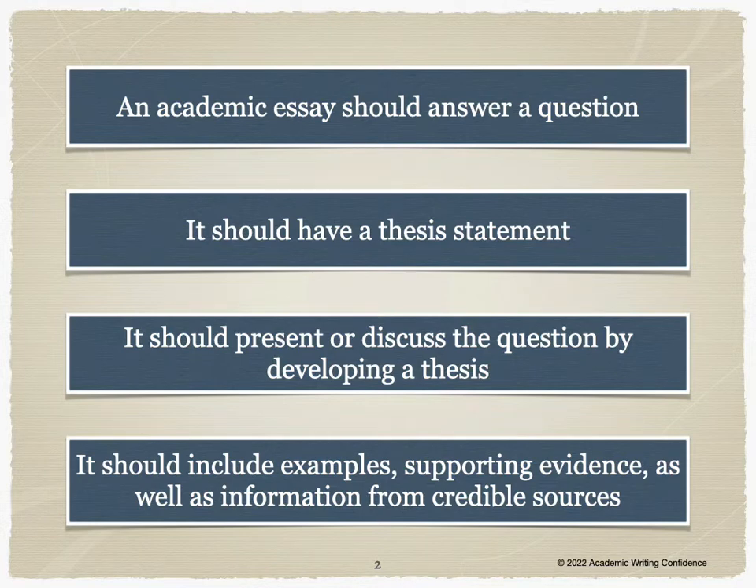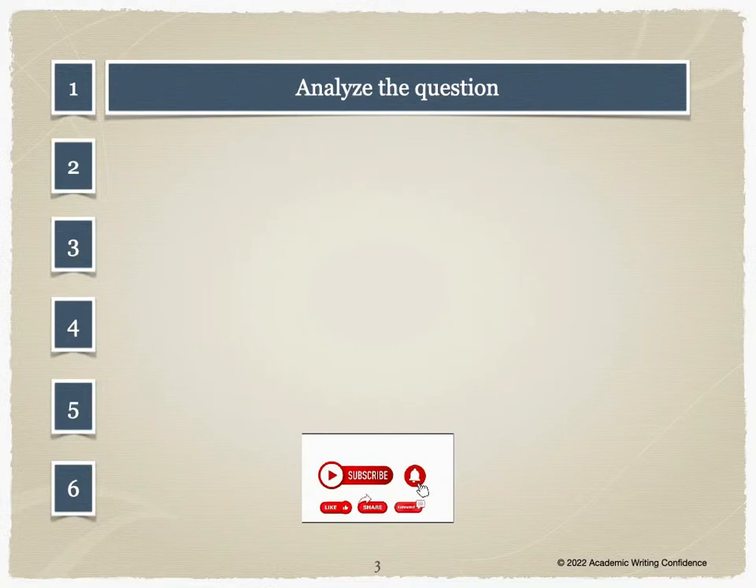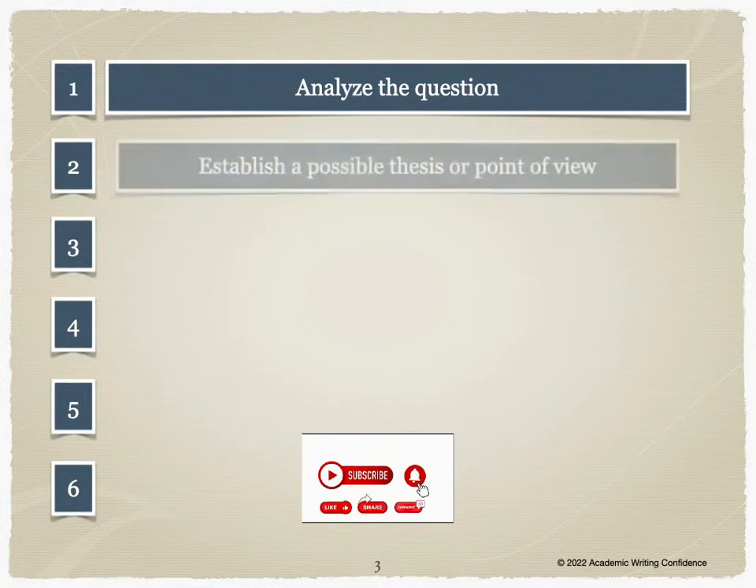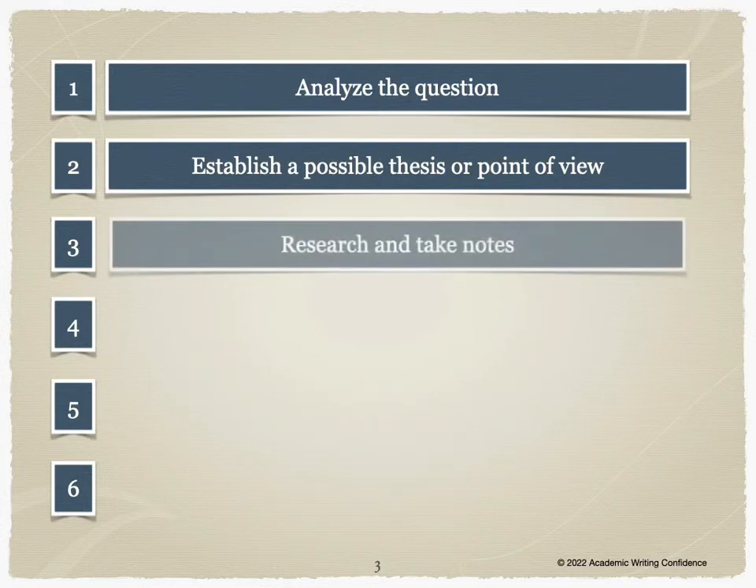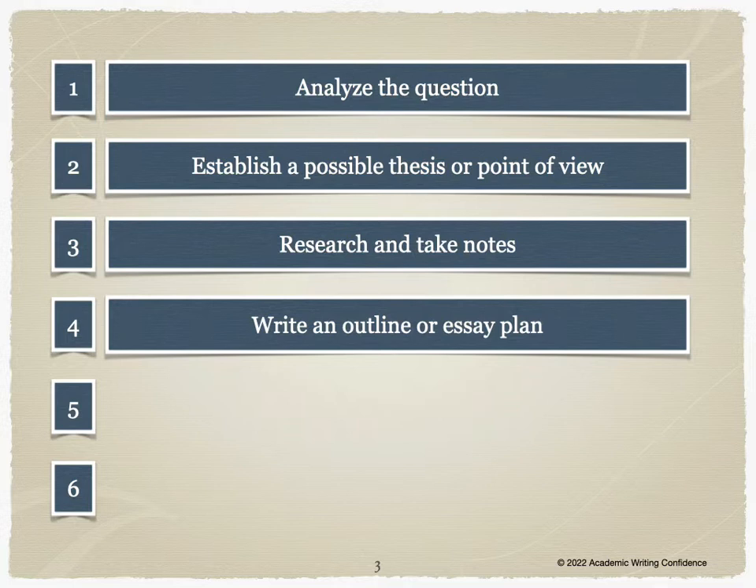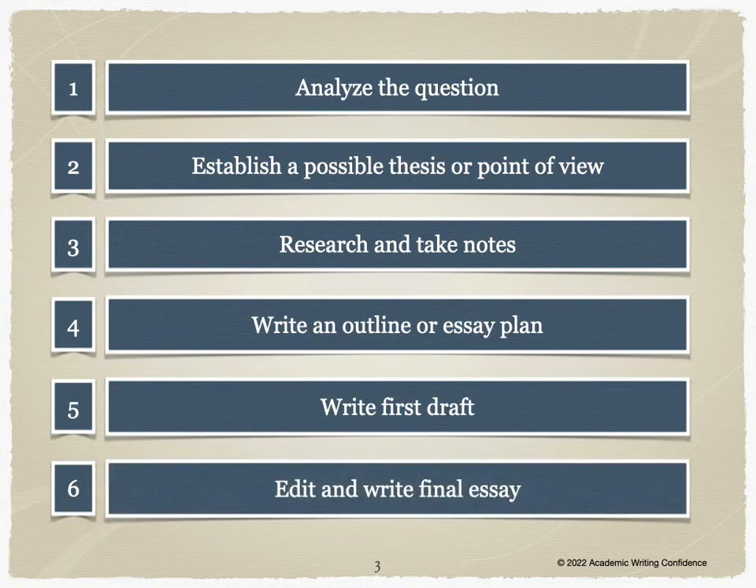So let's look at 6 basic steps to follow in writing an academic essay. The first thing you need to do is analyze the question. The next step is to establish a possible thesis or point of view. Then you need to research and take notes. The fourth thing you need to do is to write an outline or an essay plan to help you organize your essay. Then you need to write your first draft from your notes and research, and the final step is to edit and write your final essay. Let's talk more in detail about each of these steps.